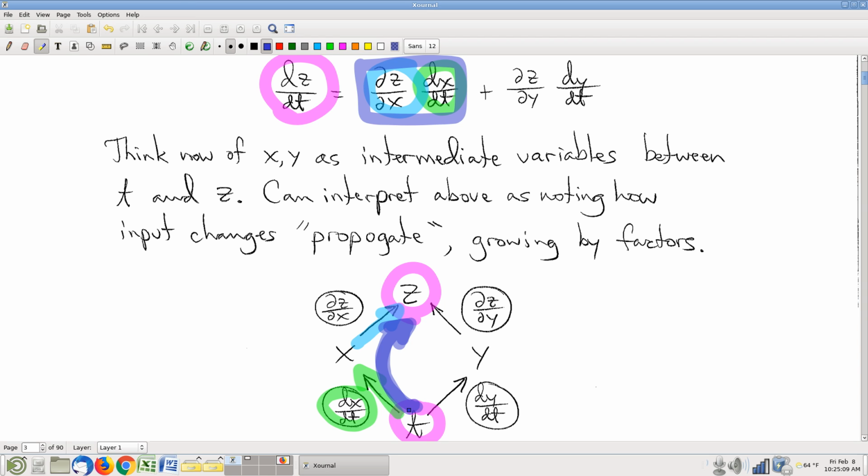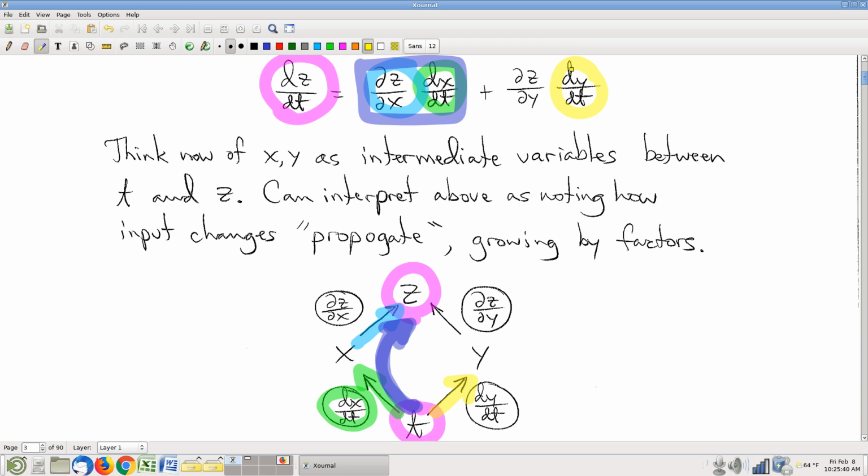Okay, so changes in t cause changes in z as propagating through x. And then we just have to make the following observation. Sure, but that's how changes propagate through x. That's not the only way changes in t can move. Changes in t will also simultaneously be causing changes in y.